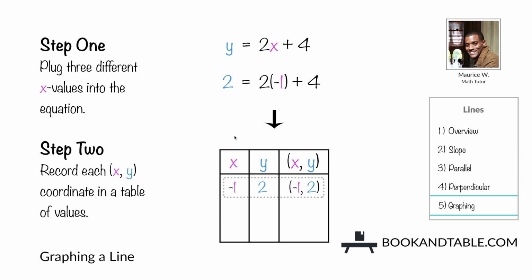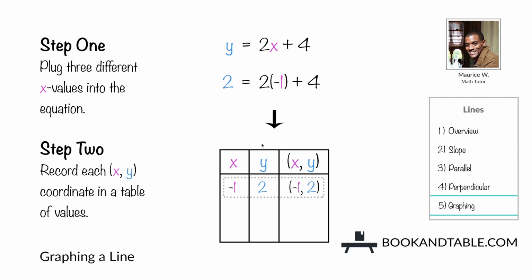If you're graphing a line, step 1, plug 3 different x values into the equation. So let's say you were given the equation y is equal to 2x plus 4 and you wanted to sketch this. We're going to use -1, 0, and 1 for our x values. So step 2, you record each x and y coordinate in a table of values. So we plug in -1 for x. -1 times 2 is -2. -2 plus 4 would give you +2. So -1 for x gives you a final value of +2 for y, giving us an xy coordinate of -1, 2.